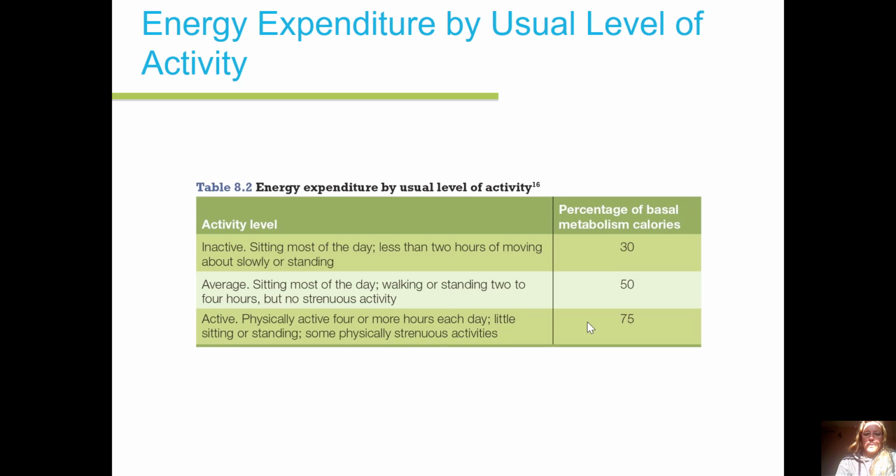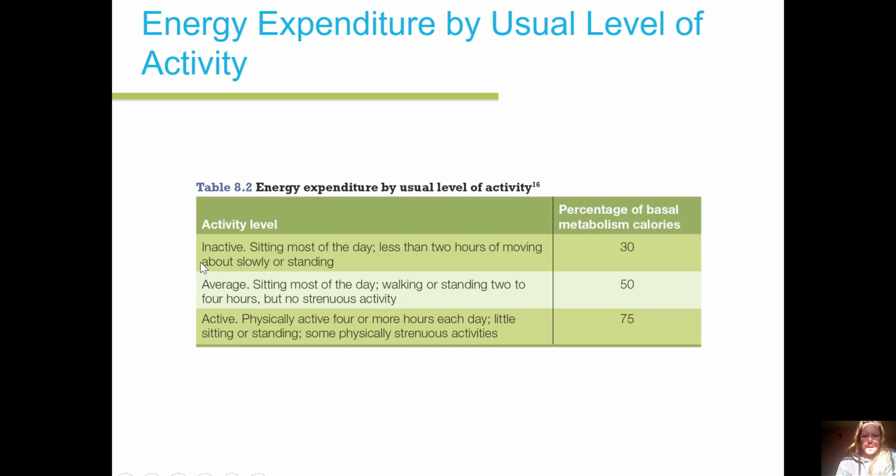So what we do is we can put ourselves into 3 different categories. You would be considered inactive if you sit most of the day, you spend less than 2 hours moving around, or less than 2 hours standing. Okay, that would be considered inactive. So you would use 30% as a multiplier. So 30% of your basal metabolism calories come from physical activity.